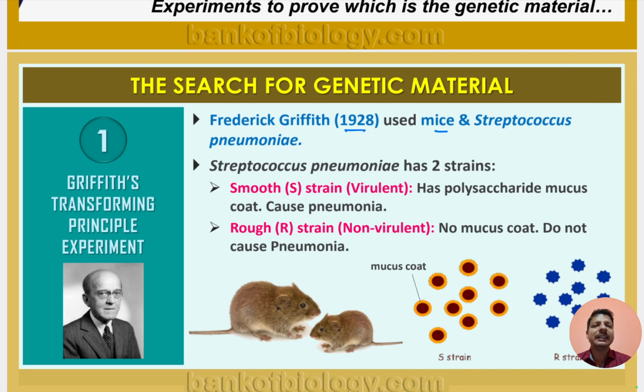in 1928 used mice and Streptococcus pneumoniae. Streptococcus pneumoniae has two strains. One is the smooth strain or virulent, which has a polysaccharide mucus coat and causes pneumonia, and a rough strain, non-virulent, with no mucus coat, which does not cause pneumonia. As you can see, Streptococcus pneumoniae are of two types. One has the mucus coat present, the other has no mucus coat, and this does not cause pneumonia, but the other causes pneumonia in mice.